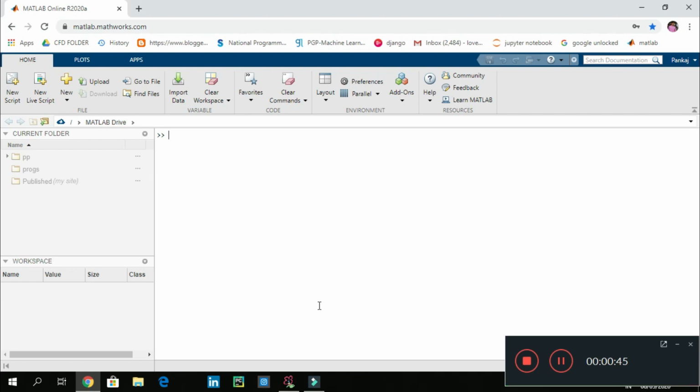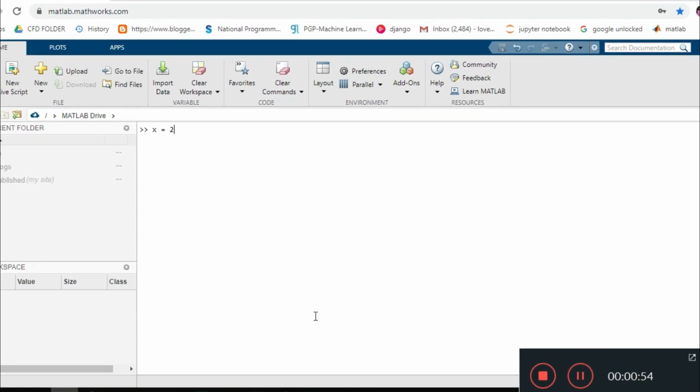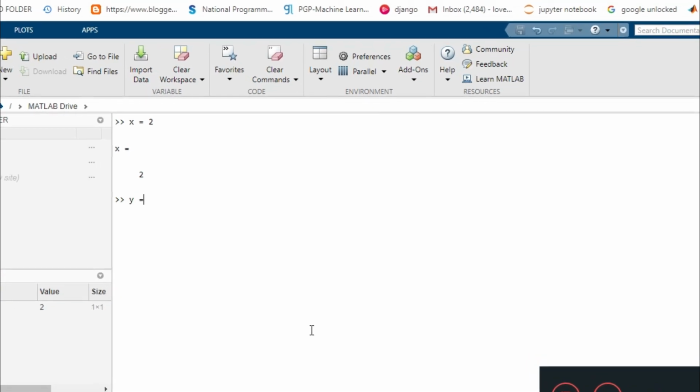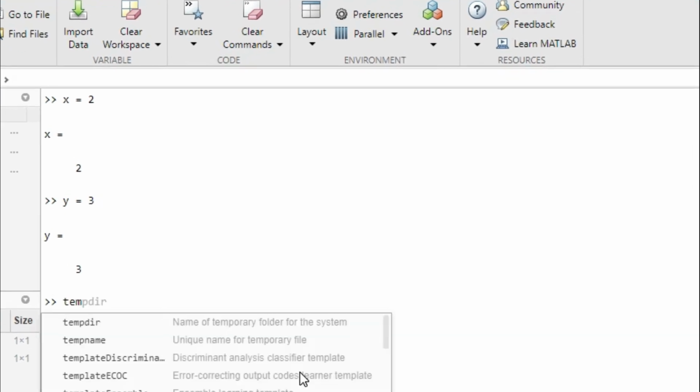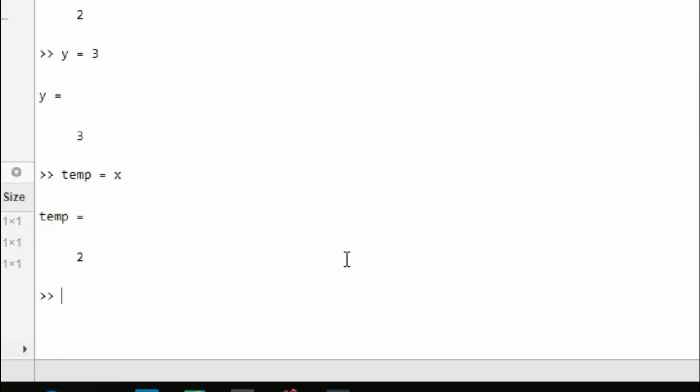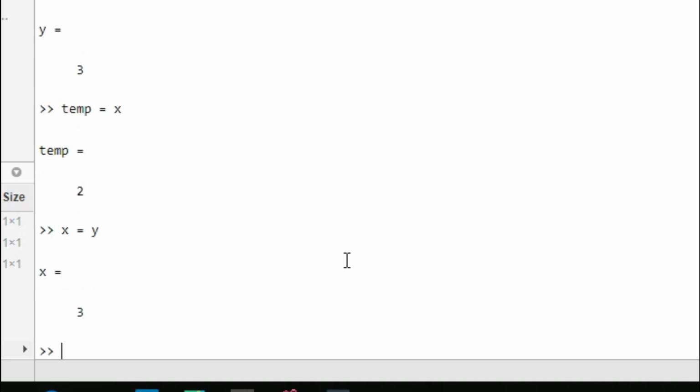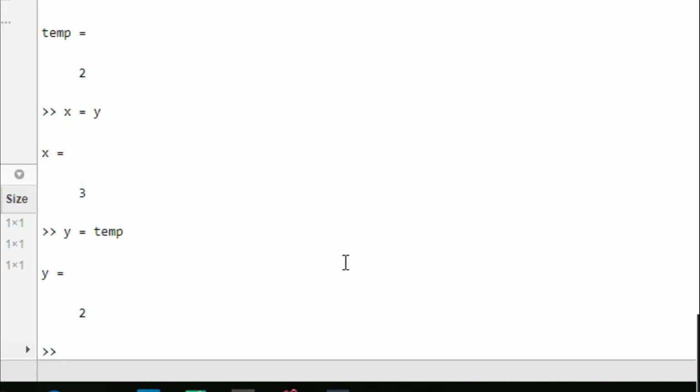In this video we are going to work on swapping of two numbers and predefined functions. So let's start with swapping of two numbers. Suppose we have x equal to 2 and y equal to 3. Let's assign a temporary variable temp equal to x. Temp gives 2, which means the temporary variable stores x. Now let's try x equal to y. It gives 3. Now y equal to temp. So y gives 2. Like that, two numbers are swapped using a temporary variable.